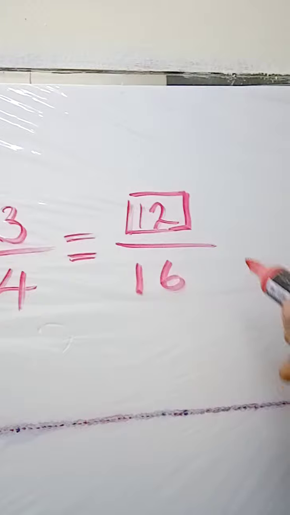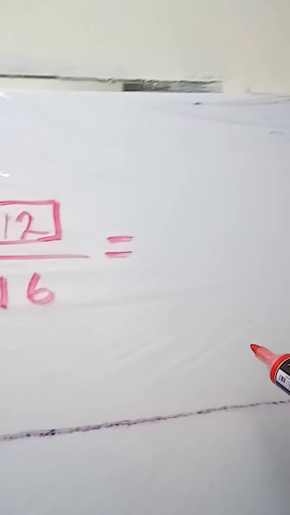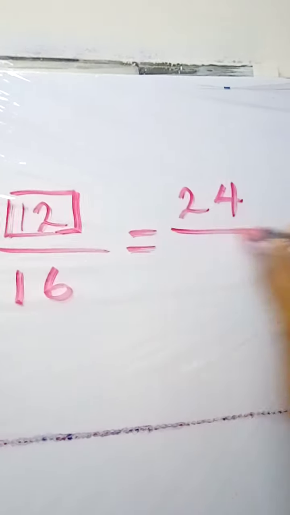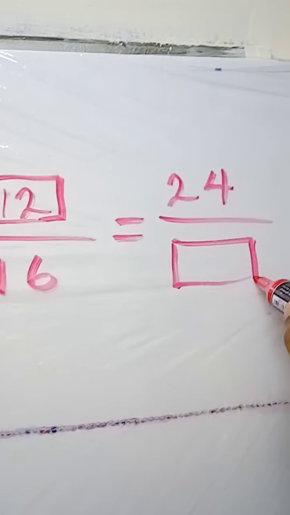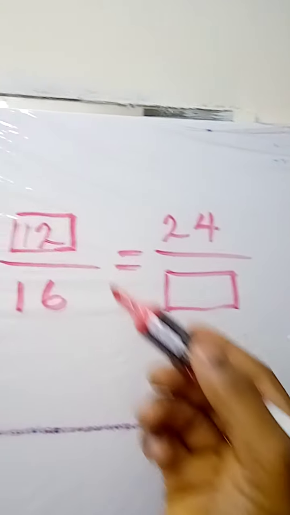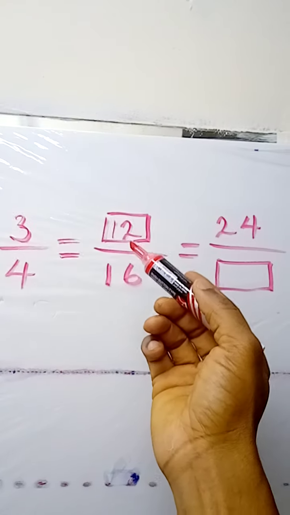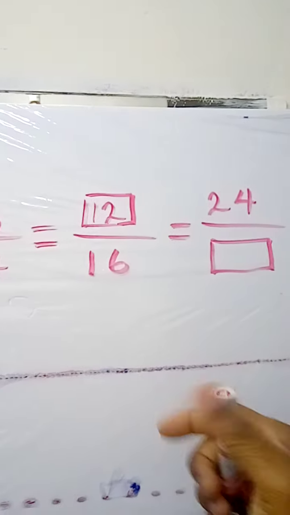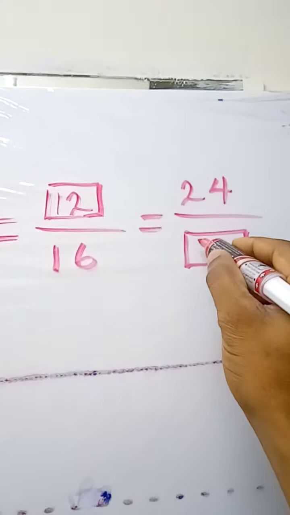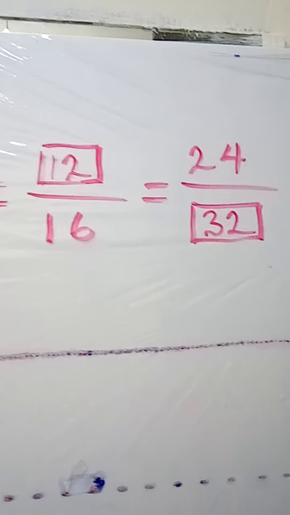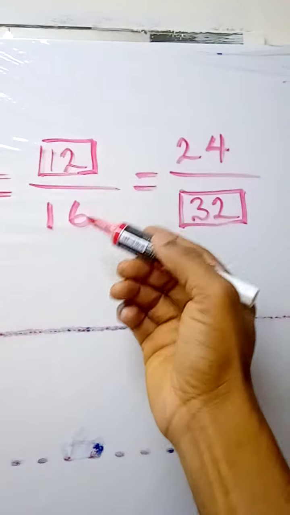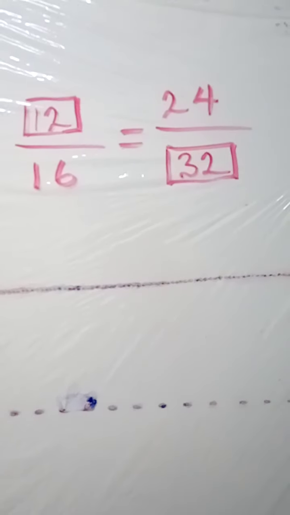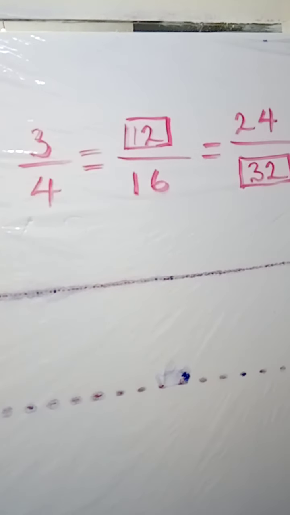The same thing, if we also say equal to, maybe we write here, let's say 24 over box. So that is over what? Now we observe that we multiplied 12 by 2 to get 24. Therefore, we have to multiply 16 by 2, and 16 multiplied by 2 is equal to 32. So what it means is that 12/16 is equal to 24/32. So that's the equivalent fraction we studied yesterday.